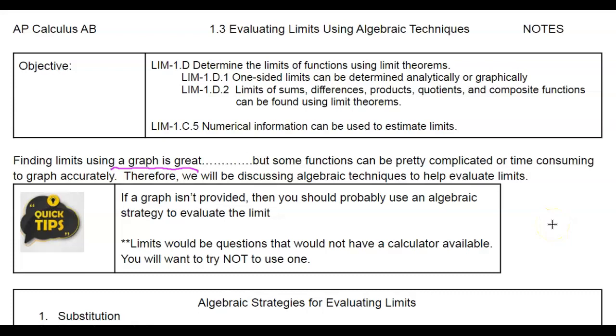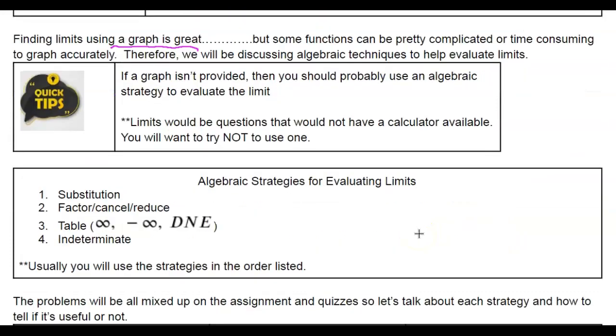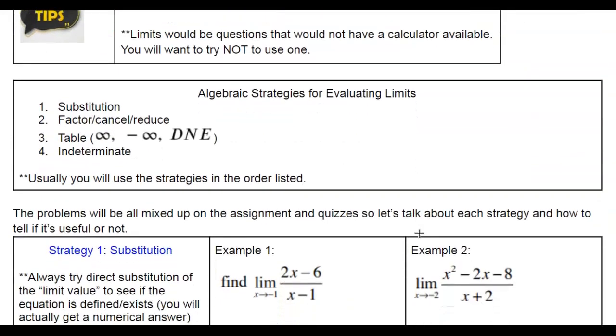So quick tips. If a graph isn't provided, then you should probably use an algebraic strategy, okay? You don't want to graph these by hand, and you would not have a calculator available to do limits, typically, on an AP test. So some of the strategies, and I do these in order. First, you try substitution. As long as the limit is defined, then that would be the y value, all right? So if it's defined, it's okay. If it does not exist, then keep going. Try another option, keep going.